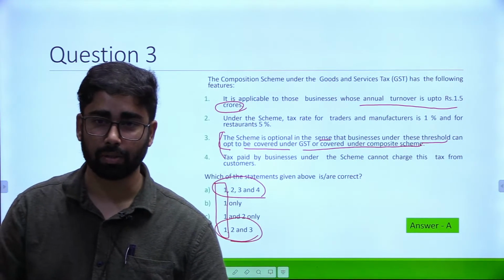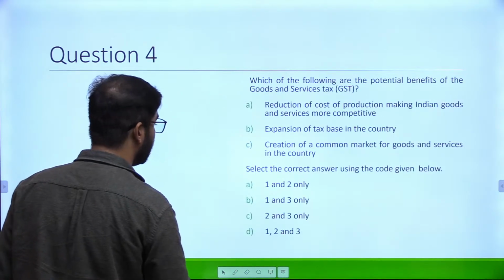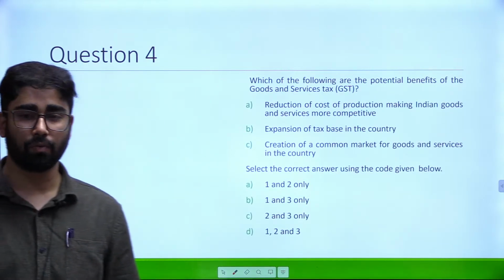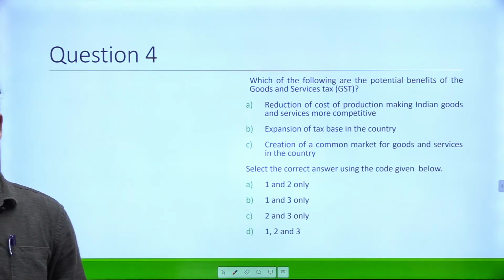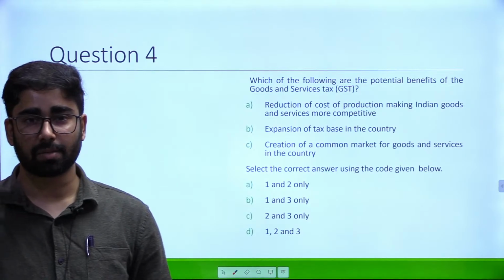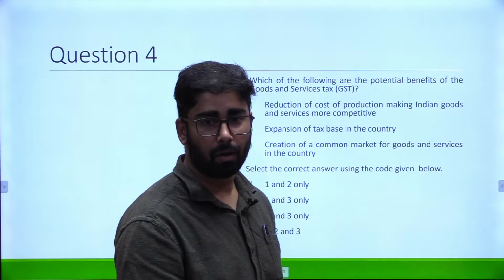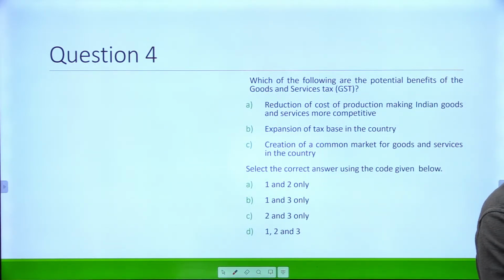You will get to know about this when you read the document that I'll be putting on the Telegram channel. Meanwhile, let's move on to the next question. Which of the following are potential benefits of goods and services tax? Reduction of cost of production making Indian goods and services more competitive, expansion of tax base in the country, creation of common market of goods and services in the country, and select the correct answer using the code given below. Please answer this question in the chat box.